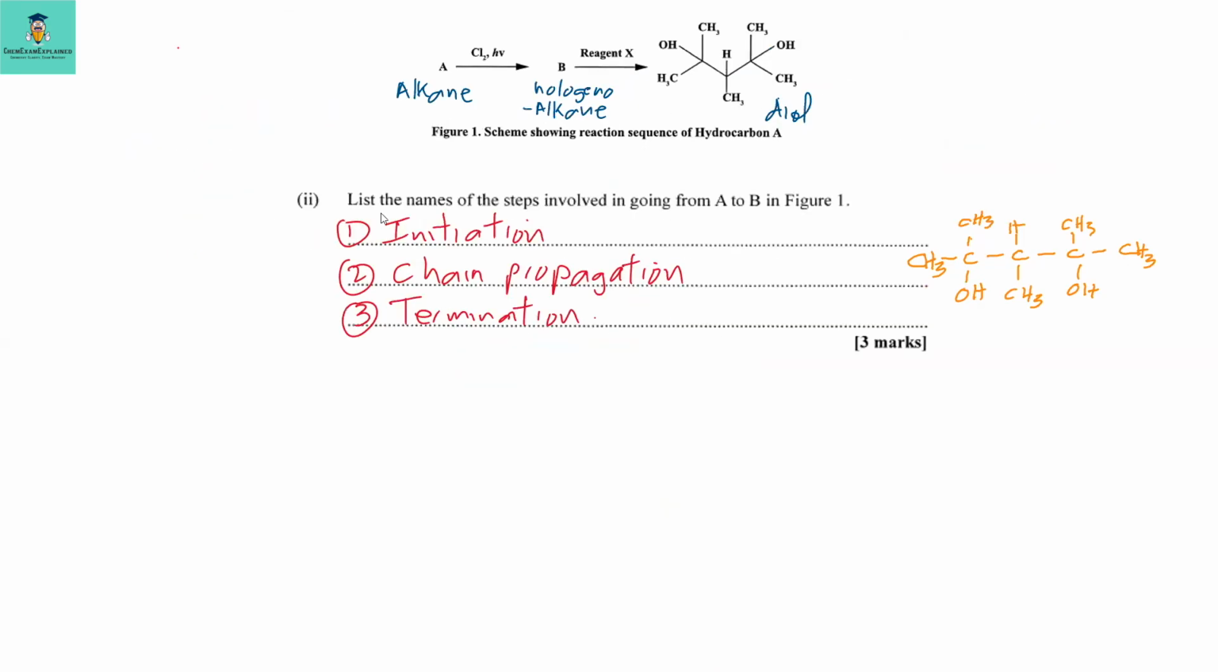So C part 2, you're required to list the names of the steps involved in going from A to B in figure 1. Again, remember that A was our alkane, B would be our halogenoalkane, and of course, our structure C would be our diol. But this question is asking us to name the steps involved in going from A to B. So in going from A to B, remember that we said the process or the mechanism would be free radical substitution. And the steps involved are initiation, chain propagation, and termination.